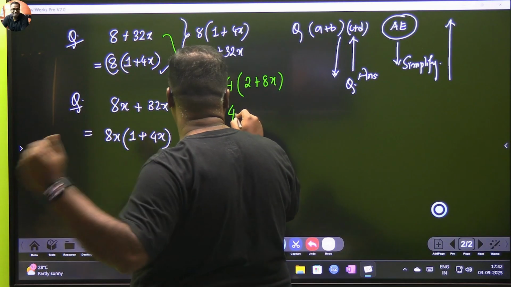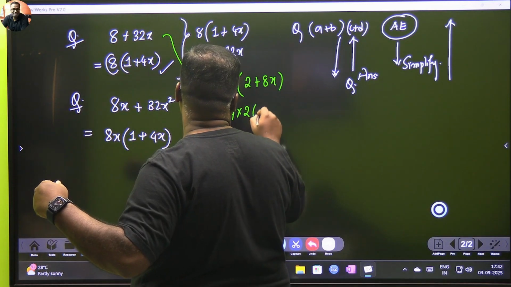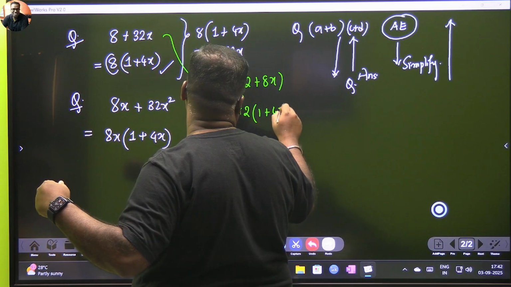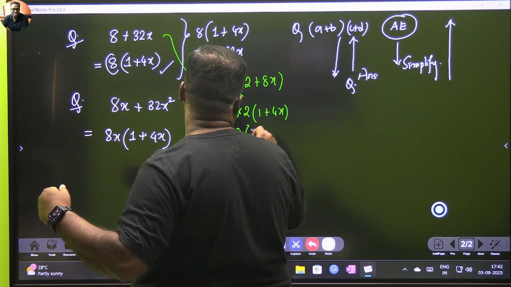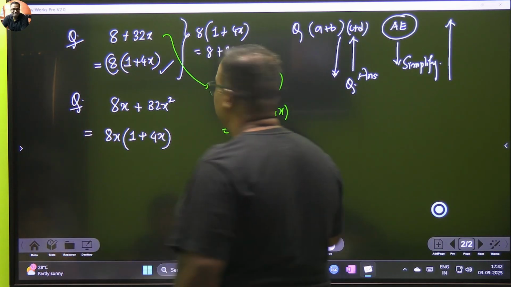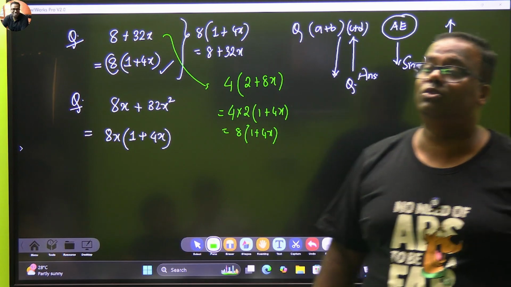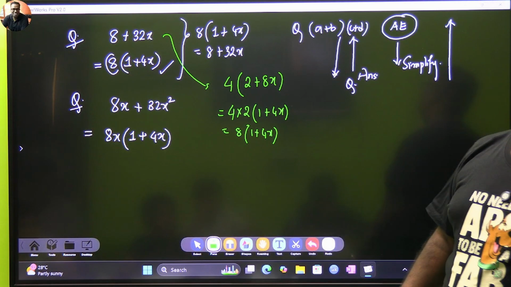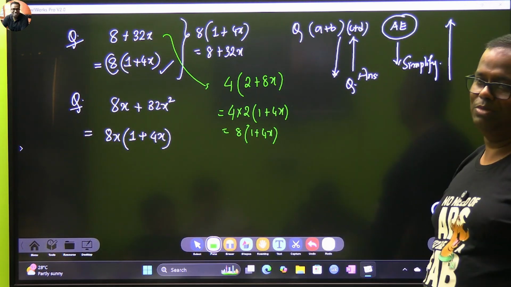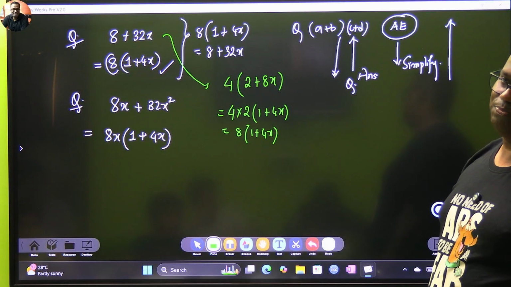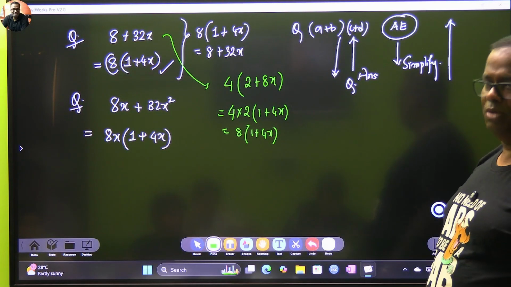4 was already taken. Now we take out some 2, so it becomes 1 plus 4x. Isn't it the same as 8 into 1 plus 4x? That means you are taking out the HCF of 2 numbers. Always it's the HCF of 2 numbers. Have we understood? Let's make it a little bit more complicated.